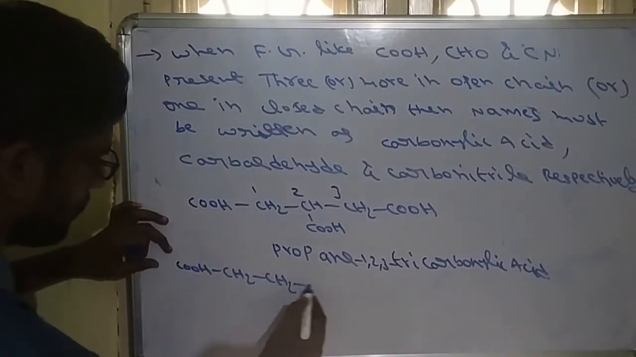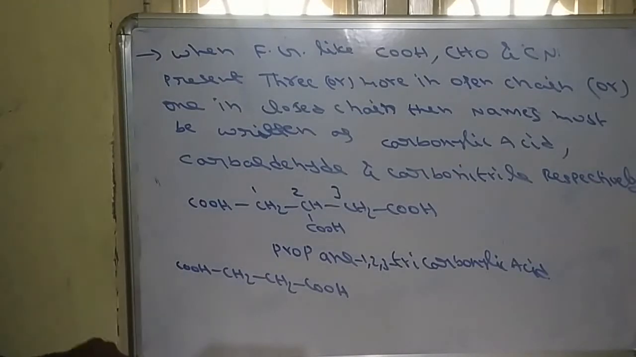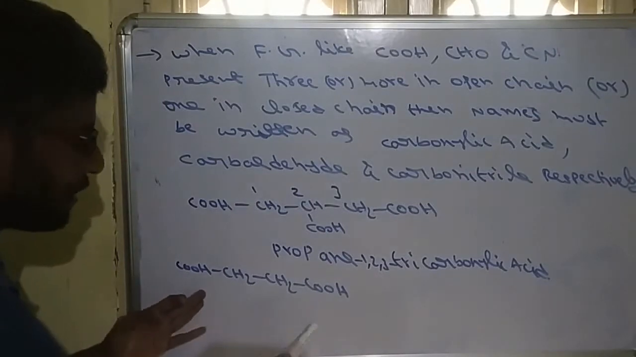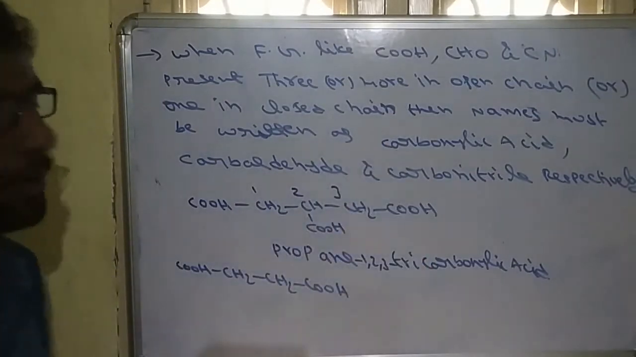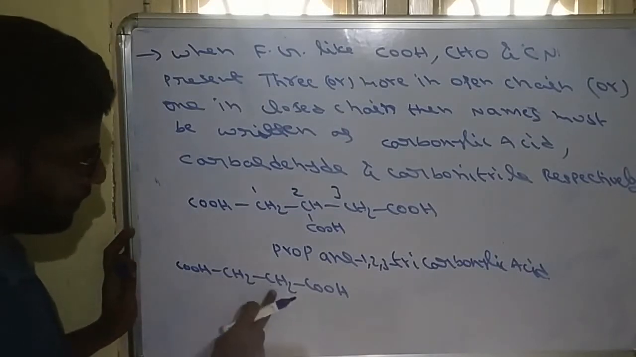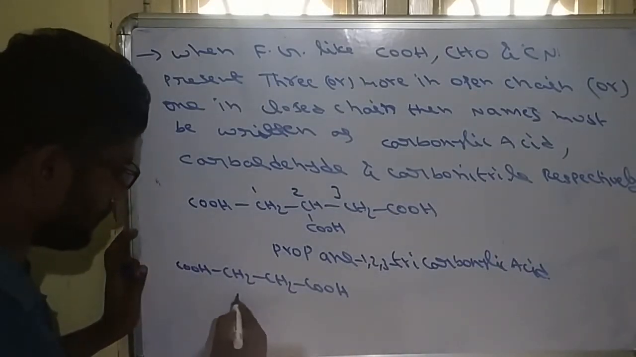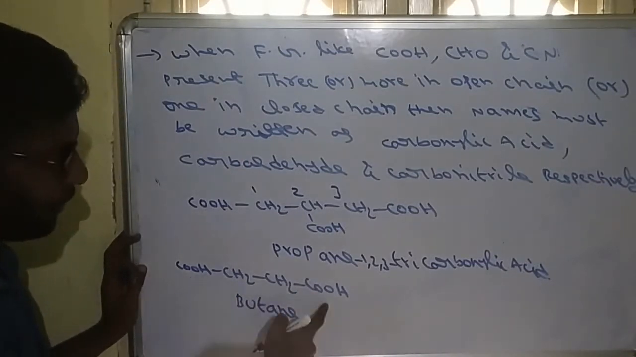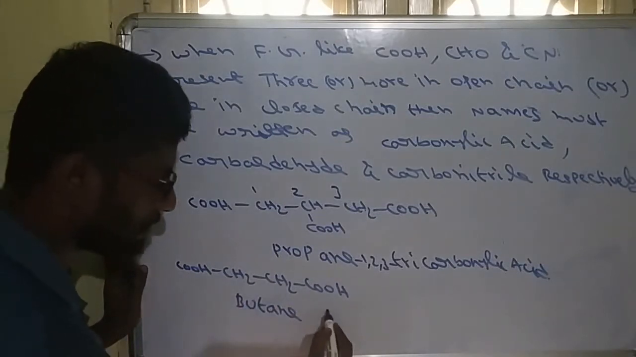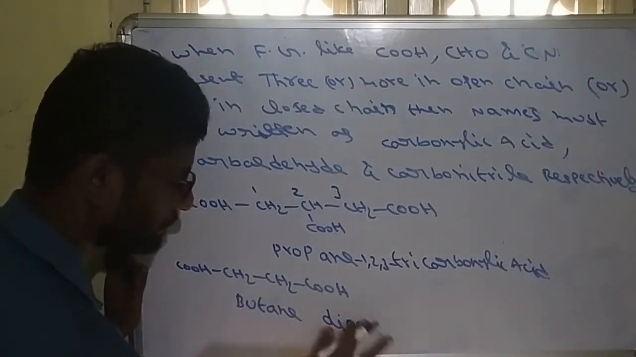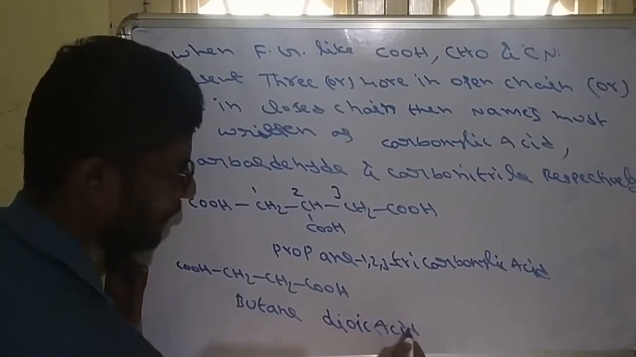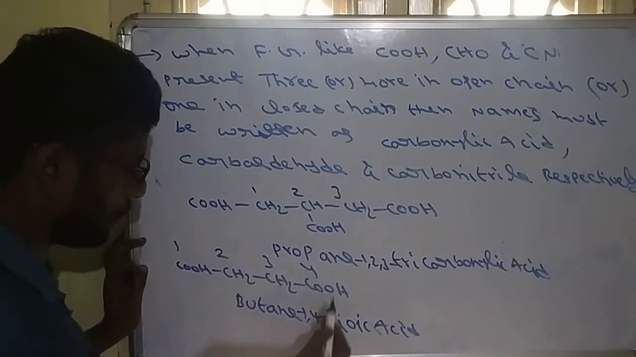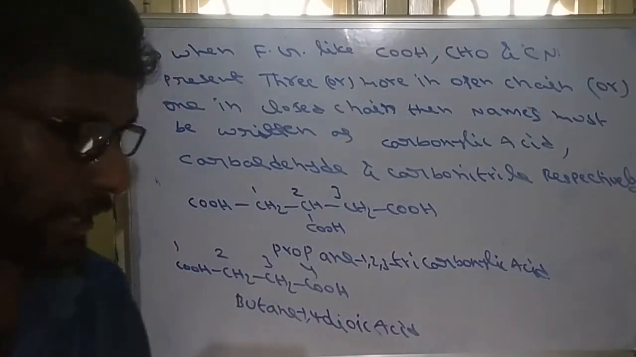Same, like if only 2 COOHs are present, see this. Only 2 COOHs are present, but this rule is applicable only when 3 or more are present. If 2 are present, there is no exception, so directly we follow the IUPAC rule. What is the root word? 1, 2, 3, 4 carbons, all in one chain, so directly we take but. Primary suffix ane, secondary suffix oic acid. 2 COOHs are there, that's why we write dioic acid. Numbering is the same from either side: 1, 2, 3, 4. So butane-1,4-dioic acid. That is the correct name.